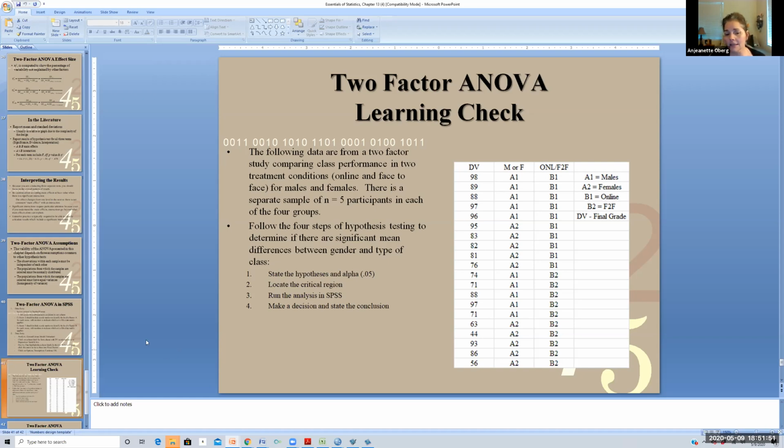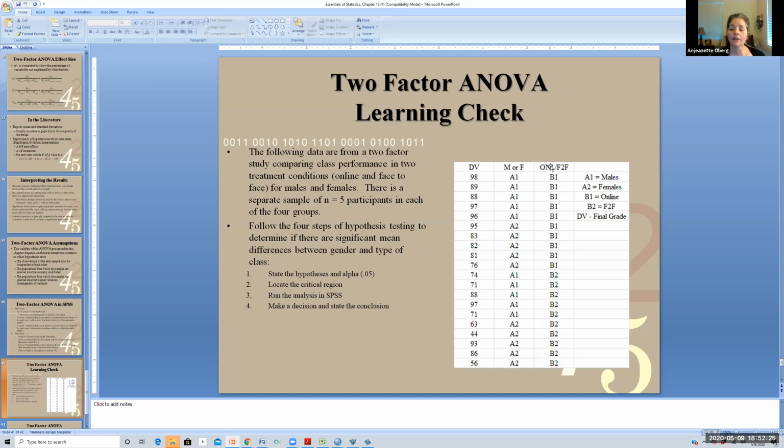So in this case, this particular study is looking at 2 different factors. It's looking at gender and course type, and it's looking at the effect of gender on final course grade and the effect of course type on final course grade. So do males or females do better in the course? So that's the main effect of gender. Do online or face-to-face students do better in the course? That's the main effect of type of course.